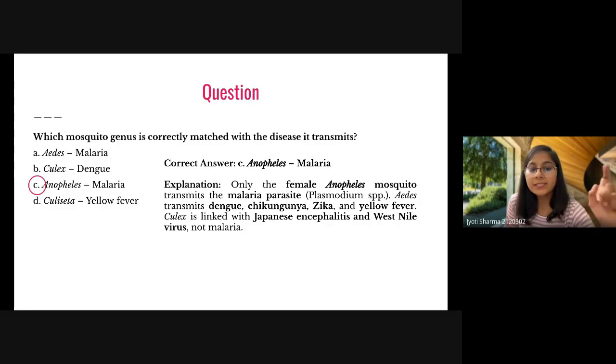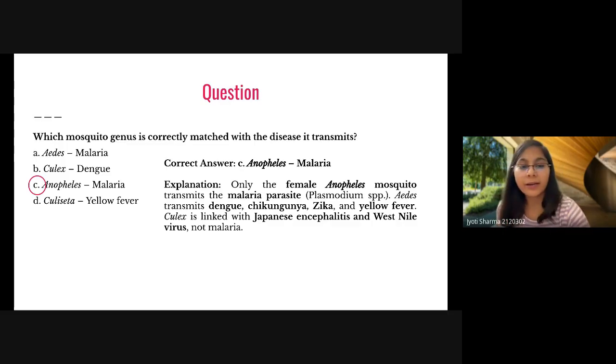And if we are talking about the Aedes genus of mosquito, that will transmit dengue, chikungunya, Zika, and yellow fever. If we are talking about the Culex mosquito genus, then this is linked with Japanese encephalitis and West Nile virus, but not malaria. So this is how we can correctly match the mosquito genus with the disease it transmits.